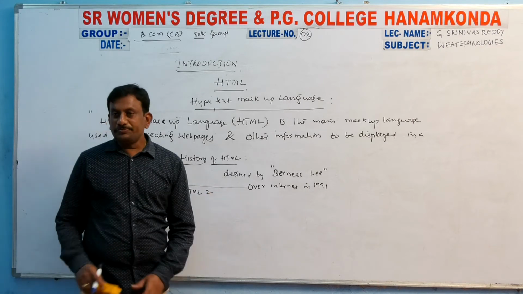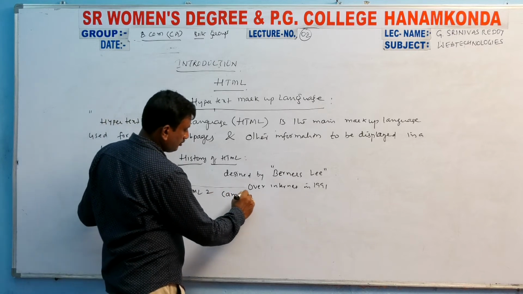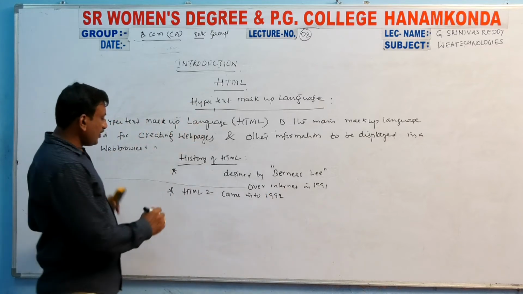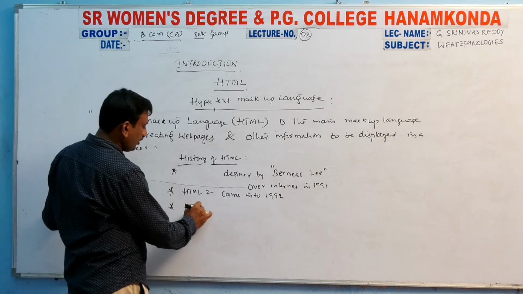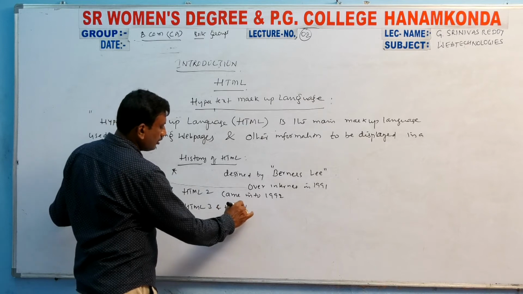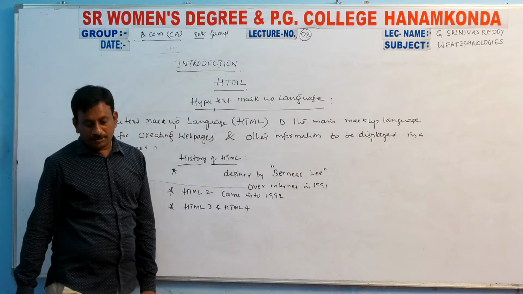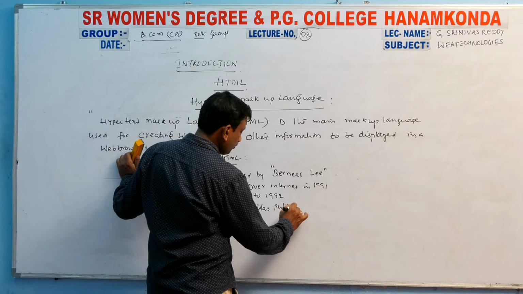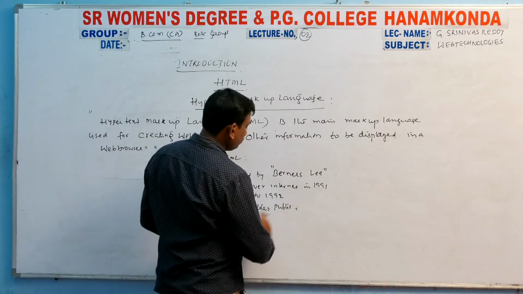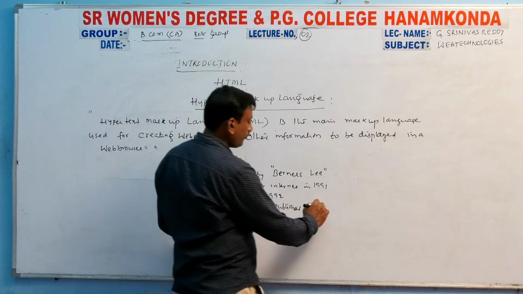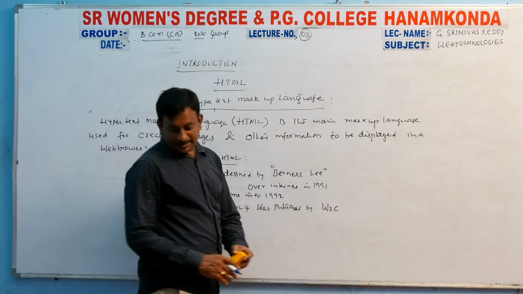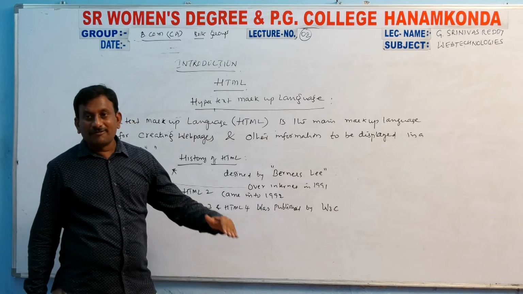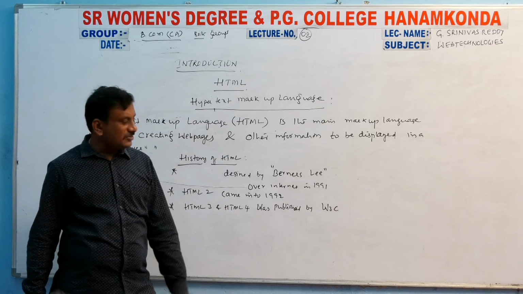HTML2 came in the year 1992. And HTML 3 and 4, the versions of HTML, hypertext markup language 4, was published by the W3C, World Wide Web Consortium, and recommended in 1997.